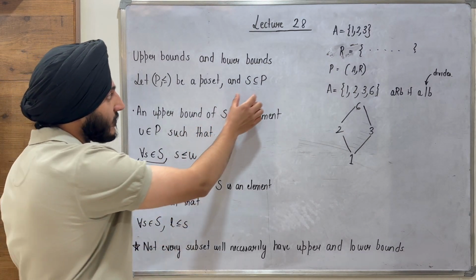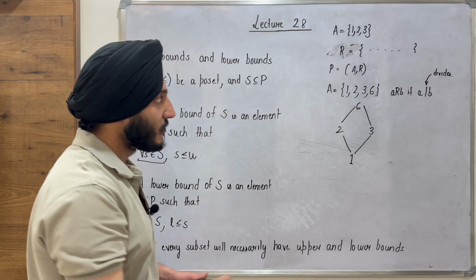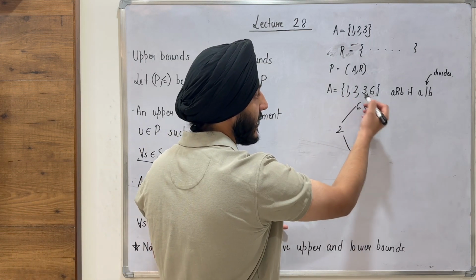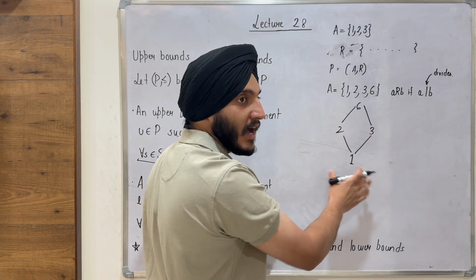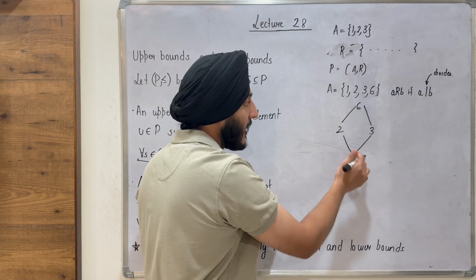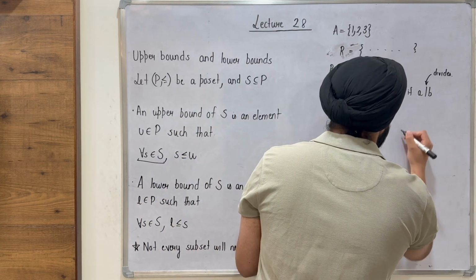Let's move on to the definition once again. An upper bound of S. S is a subset of this poset. So let's say I take a subset of this set A. These are all the elements that I have in my poset. I'm going to take this subset {2, 3}.